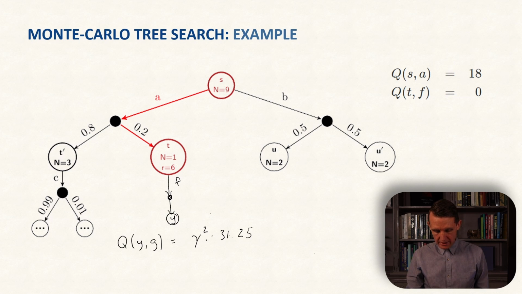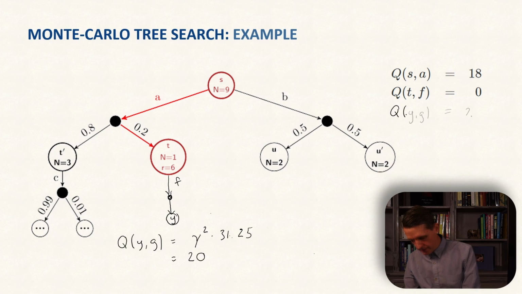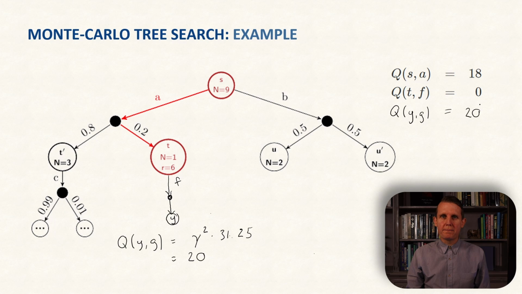Now if we assume that gamma is 0.8, our expression here simply becomes 20. Look at that, a nice round number, what a coincidence. So our value of choosing action G in state Y would become 20. That's the average reward we've received so far, just that one simulation we've done. So we would add this to our Q table as 20. So we've backpropagated that first node. Now what we've got to do is backpropagate that to the next node. Let's look at it.